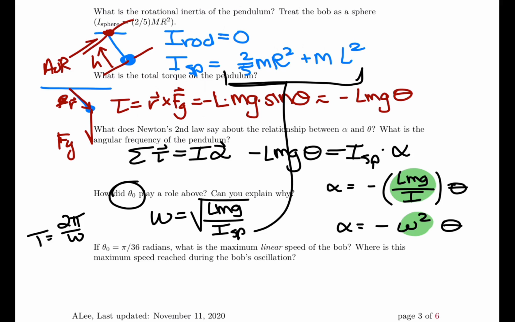Theta does not appear anywhere here. The only place it appeared, really, if at all, is the assumption that the initial angle was small, so that the theta values never got very big, which allowed us to always say that sine of theta was equal to theta.